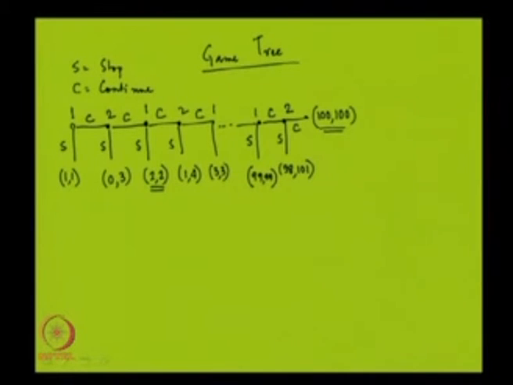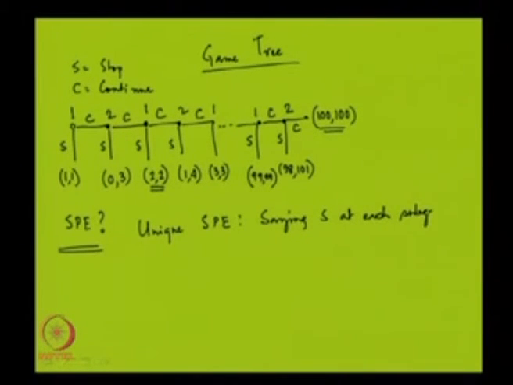This way the game looks, and you can see it looks like a centipede. Now, what is the subgame perfect equilibrium here? Interestingly, here there is a unique subgame perfect equilibrium, and that is saying stop at each subgame, and for both the players.